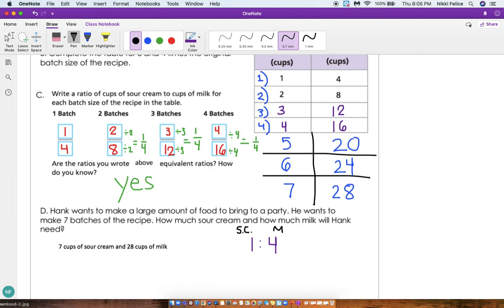Now, if that's how much sour cream and milk we need for one batch, to figure out how much you need for 7 batches, we can multiply this ratio, both sides, by 7. 1 times 7 is 7 cups of sour cream. 4 times 7 is 28 cups of milk. So I have 2 options. I can always use the ratio table to help me, or I can use this multiplicative relationship to help me.